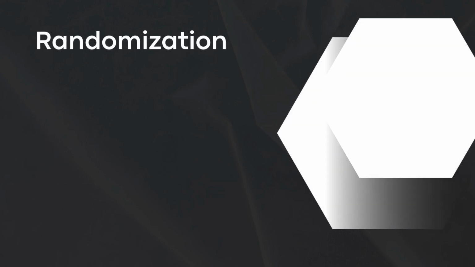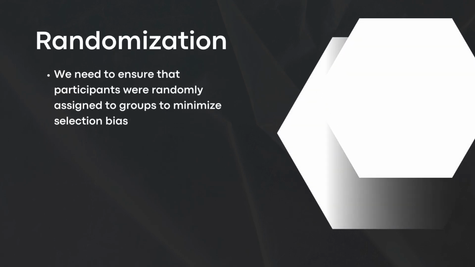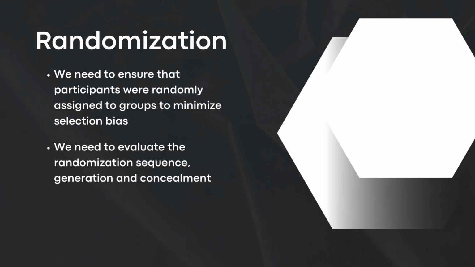And here we will look into three areas: randomization, blinding, and control groups. For randomization, we need to ensure that participants were randomly assigned to groups to minimize selection bias. And also, we need to evaluate the randomization sequence generation and its concealment. And this is an advanced technique.